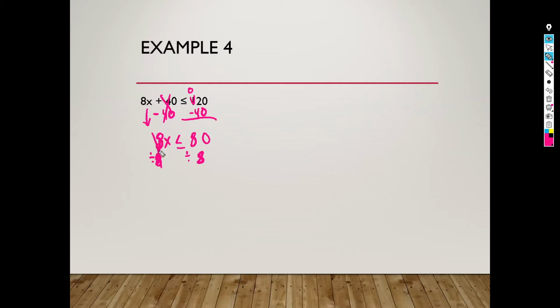This becomes 1. 1x equals x. So we don't have to write the 1. So we get x is less than or equal to 10. All right, and again, we could check. We could put 10 in. 80 plus 40 is 120. 120 is less than or equal to 120. That checks out as being true. Okay, so we know that this answer does work.